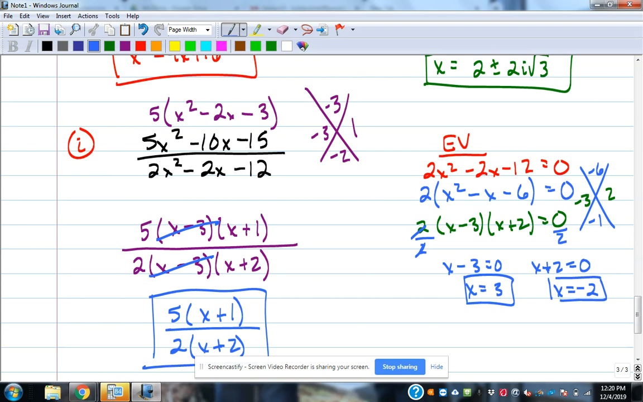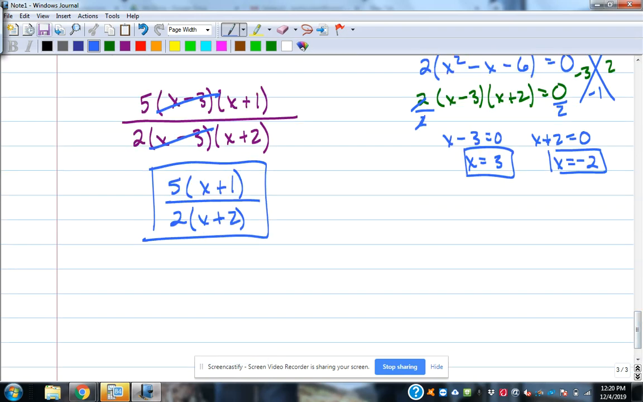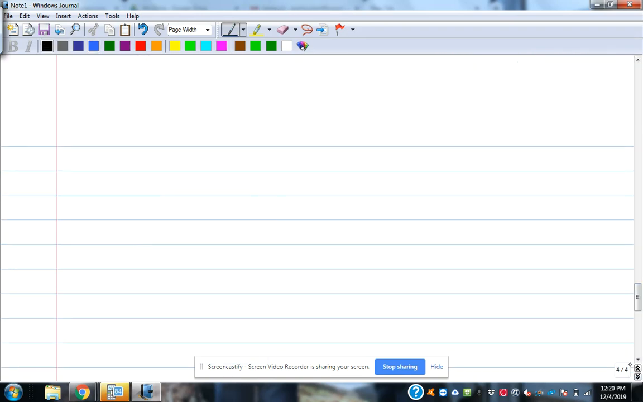Yeah, it's a good bit of work for one problem, but I don't think it's as long as some of those polynomials we were doing back last week, to be honest about it. So, all right, let's look at one more simplifying, and then we'll get into the multiplying.